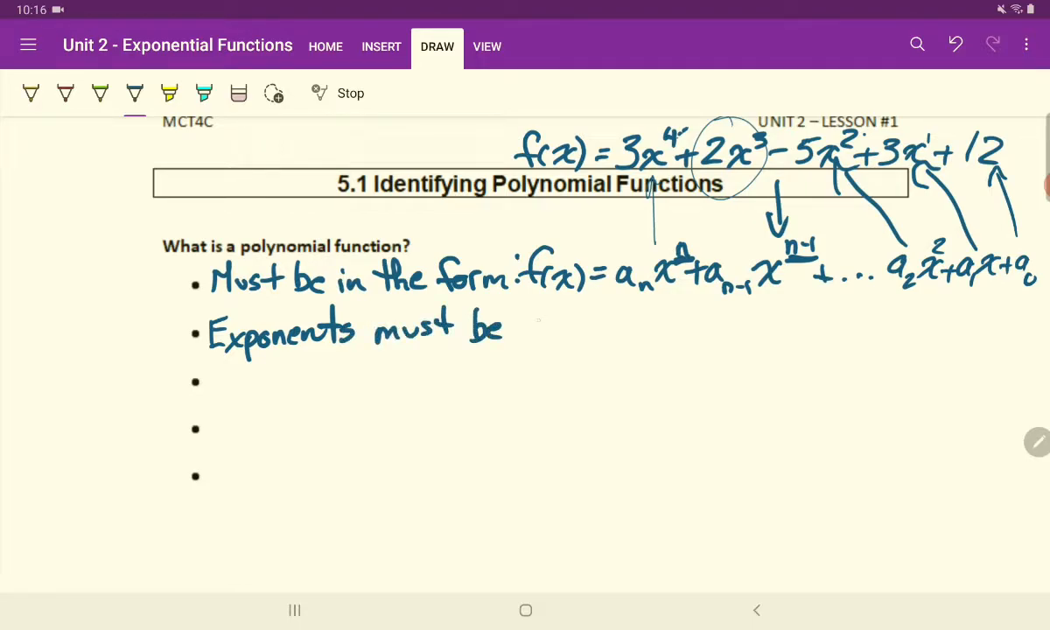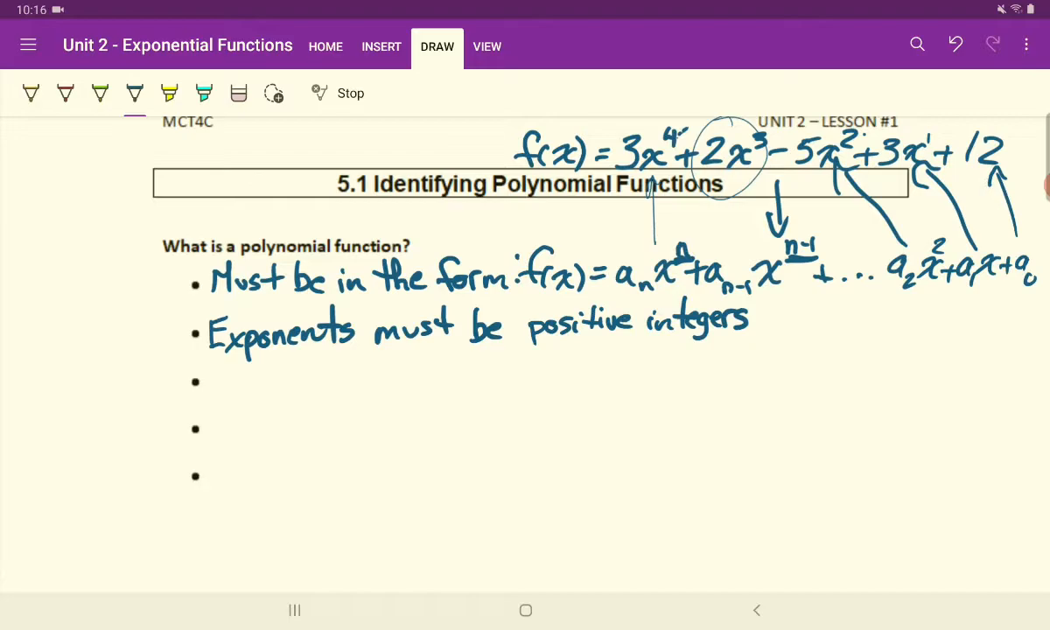Okay? They must be positive integers. What does that mean? It means that they must be positive values. Okay? Positive whole values. Or 0. They can also be 0, of course. But it has to be a 4 or a 3, a 2, a 1, a 5, and so on. It cannot be any negative integers.